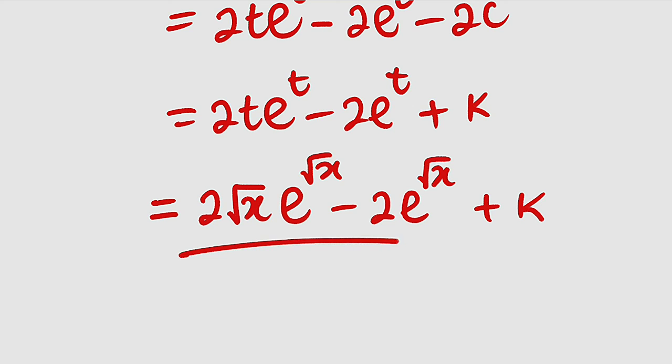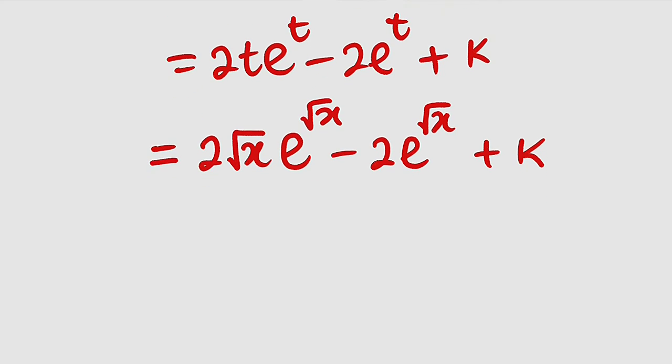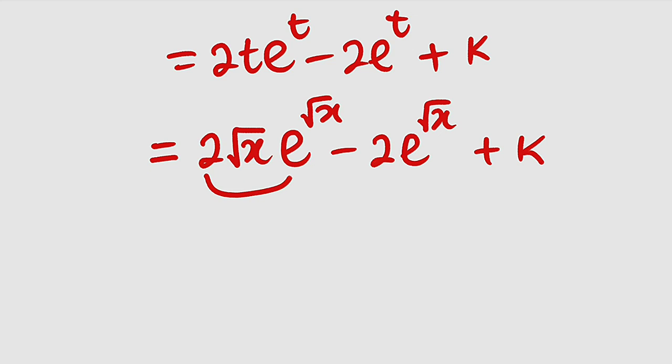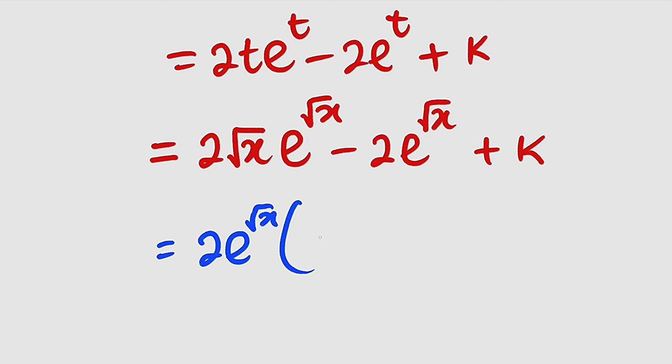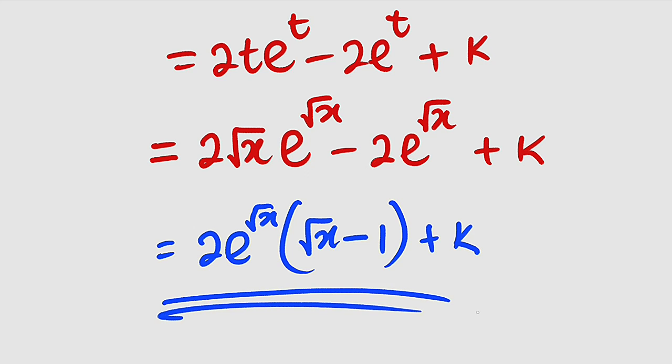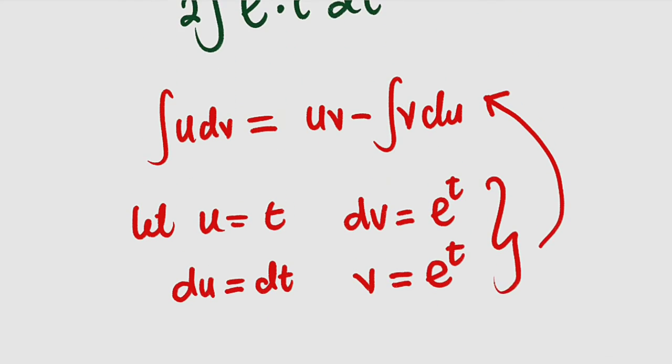If you like, you can factorize this. Otherwise, you leave it like this because I can see we have 2e to the square root of x in common. So this is 2 e to the square root of x. Inside we have from the first term square root of x, then the whole of this is out, we have minus 1 here, then plus the constant of integration, and hence this is just the solution to this integral.